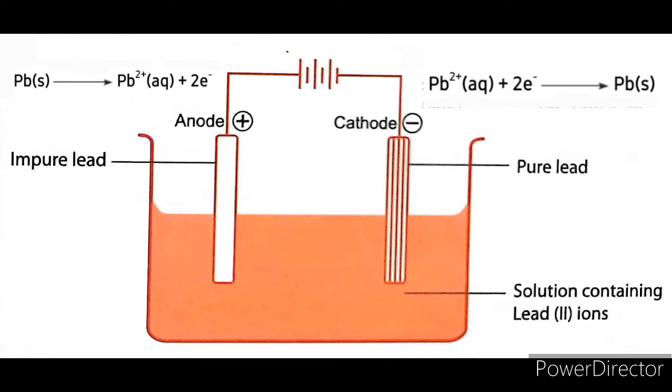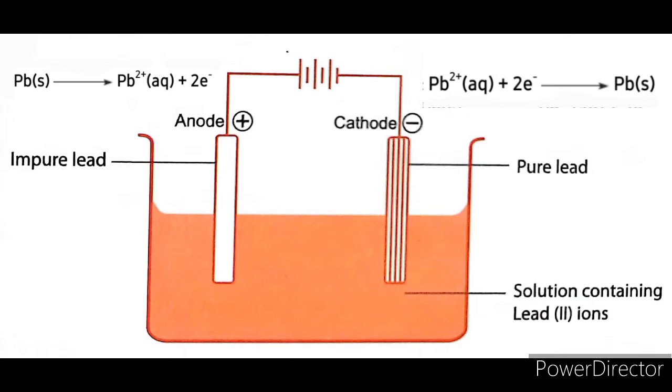Now the anode that is used is the impure lead metal that is obtained from the above extraction process. As for the cathode, pure lead metal is used. Now at the anode is where oxidation takes place. And remember, oxidation refers to the loss of electrons. So that means that lead atoms present in the impure lead are going to lose electrons and go into the solution as ions. So every lead atom is going to lose 2 electrons in order to form lead-2 ions.